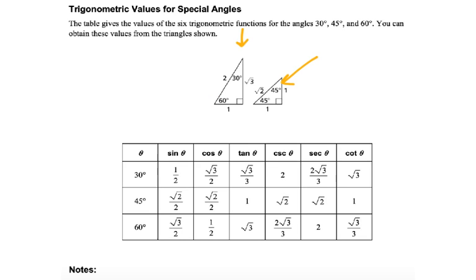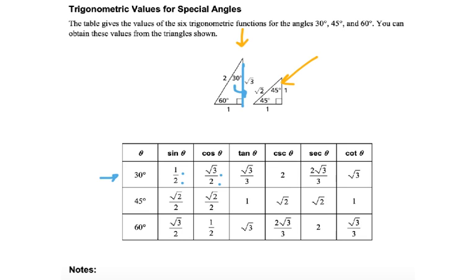If we start out with the basics right here of 30 degrees, then for 30 degrees, the sine ratio is opposite over hypotenuse. That's where we get the 1 over the 2. The cosine then is adjacent. Remember, that's part of the side that makes up the angle. That's right here, over hypotenuse.